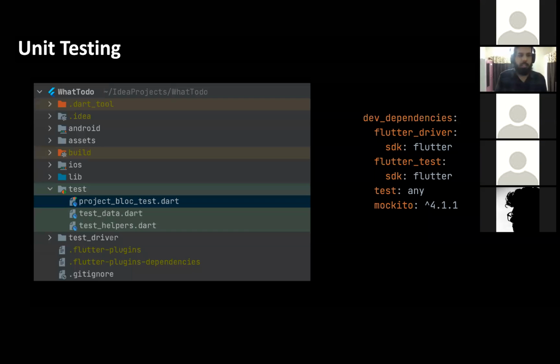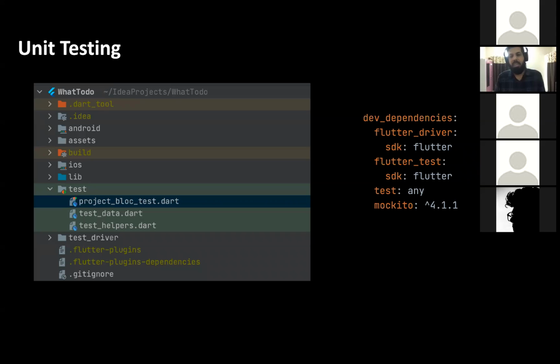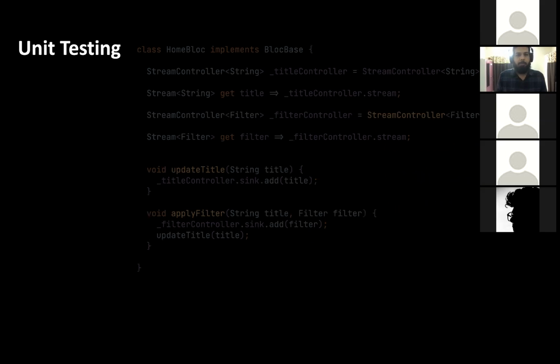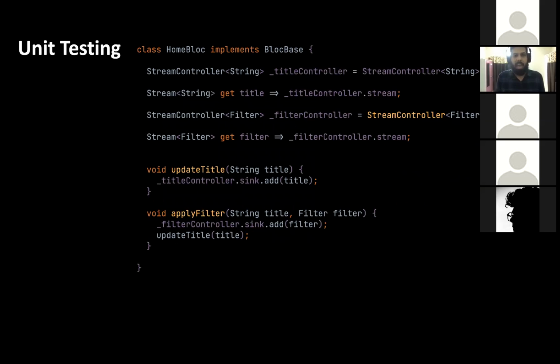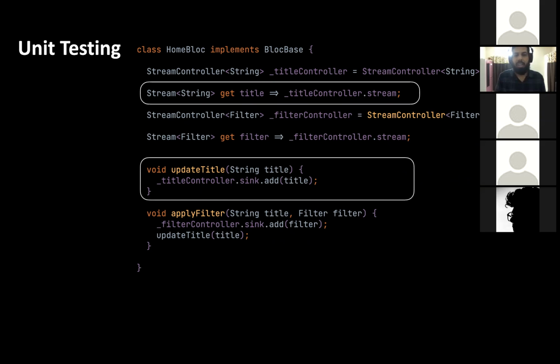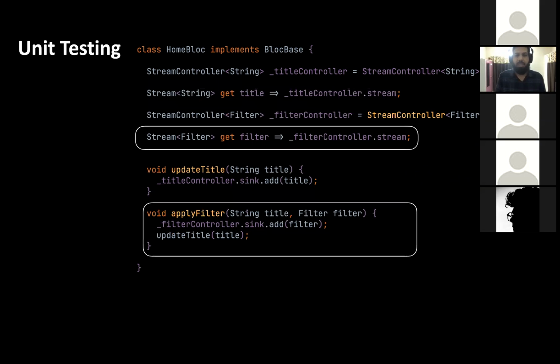So unit testing is similar to how we did the widget testing, but here we need to add a dependency, test.any, and since we are not going to use Flutter framework code or UI code directly, we are using Mockito here to mock that stuff out. This is just an example where we have a home block, which exposes a stream called title, and there's a method which is updating that stream. Similarly, there is a filter stream, and there is a method which is updating that stream. So we basically do a unit test for this.